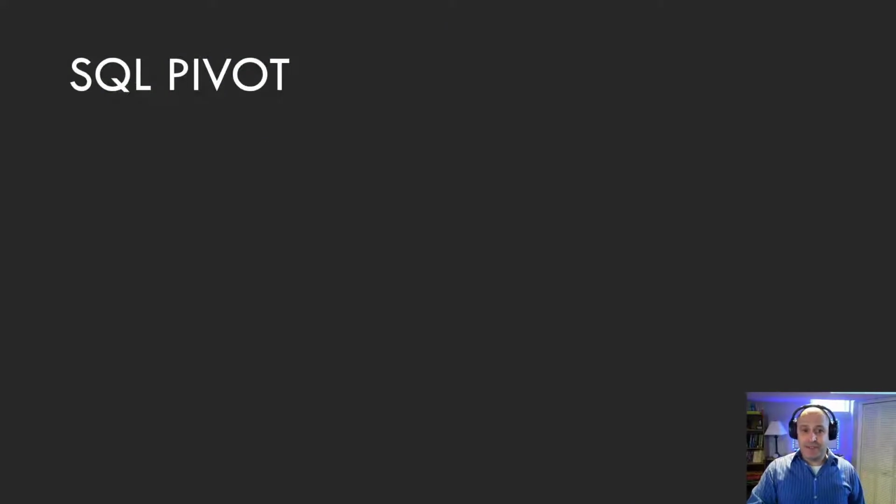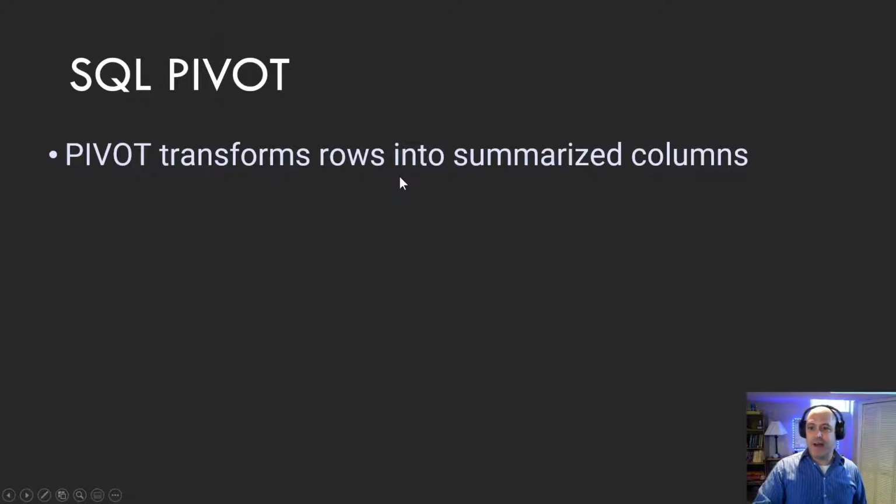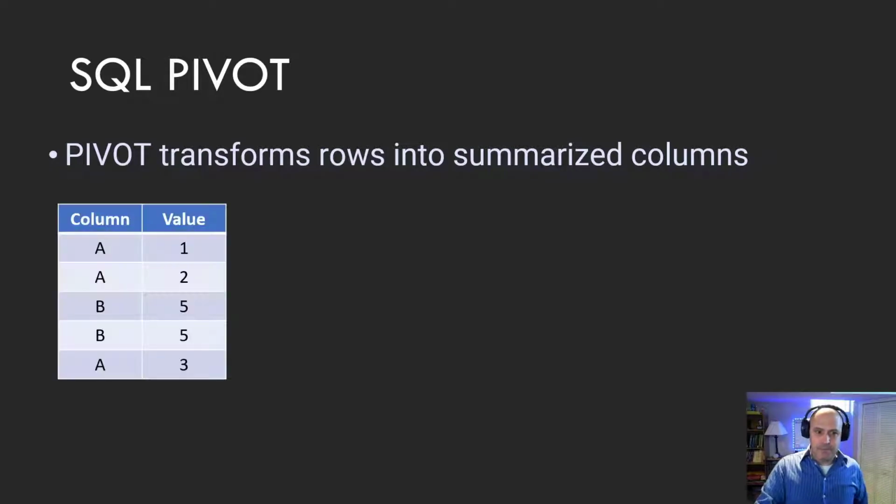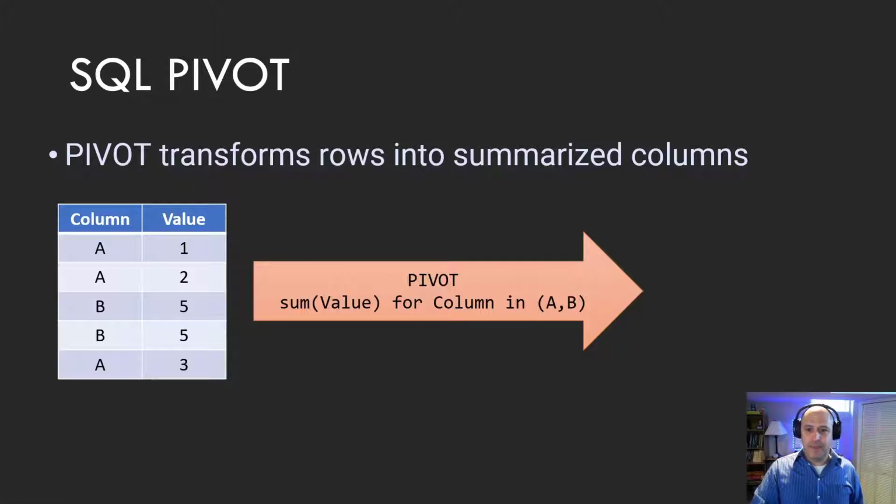As the name implies, the pivot operator transforms rows into columns. The data in the row column intersection is summarized. So basically, if you have a table like this, and column and value are the names of these columns, then you run a pivot over them, and you're always pivoting over the values. So we're going to sum this column, and then we're going to use the change in values over this column, and I have to explicitly include those values. So I want to see A's and B's.